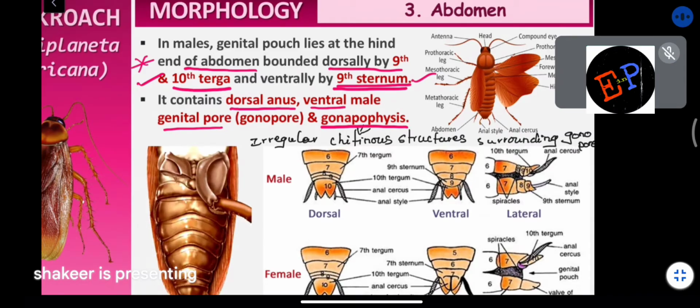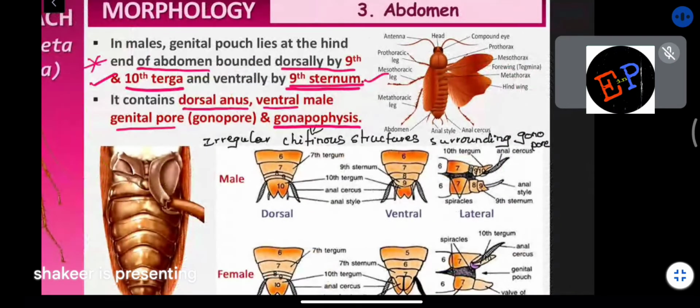Are you able to understand? So here I have written, irregular chitinous structures which surround the gonopore are called gonapophysis. So it is a chitinous structure. Chitinous means we have already studied, no? A nitrogen-containing polysaccharide, and it is not regular, it is an irregular structure. So this irregular structure called gonapophysis covers the gonopore. Okay? So in males, where is the anus present?